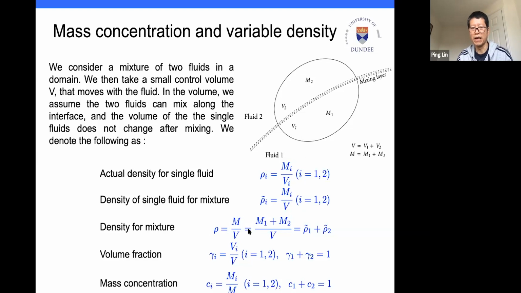which gives the density for the mixture fluid. This will be the density we are really interested in: the mass of this control volume divided by the whole volume. That's the density of the mixture. You can also define the volume fraction, the ratio between volume 1 and the whole volume, and the mass fraction, the mass of fluid 1 divided by the whole mass. Gamma or C stand for these quantities. We want to derive the equation for the density rho.